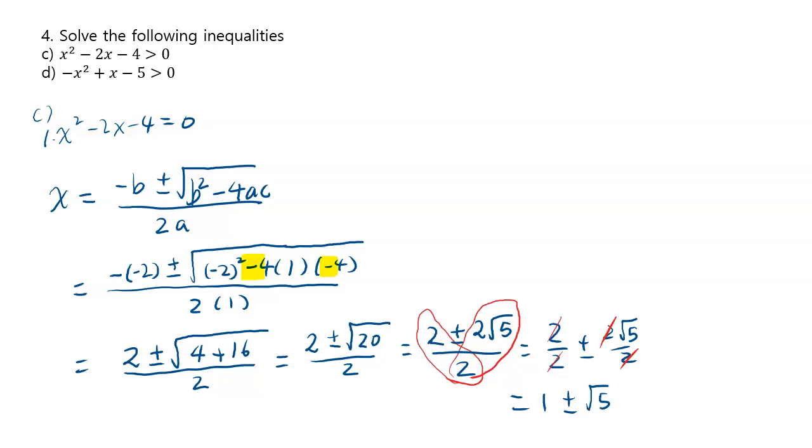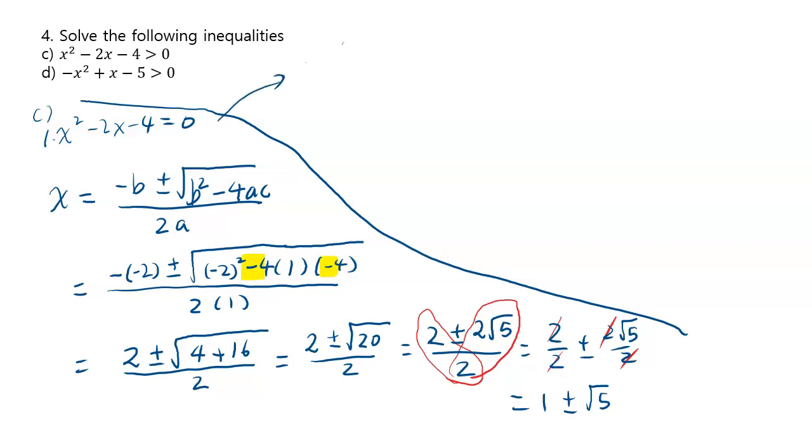So in other words, to continue with C, you need to solve the equality, and you get the answer as x equals 1 plus square root of 5 and 1 minus square root of 5. Okay. So we solved the equality. Now what? These are the solutions of the equality, not the inequality. So now what do you do?